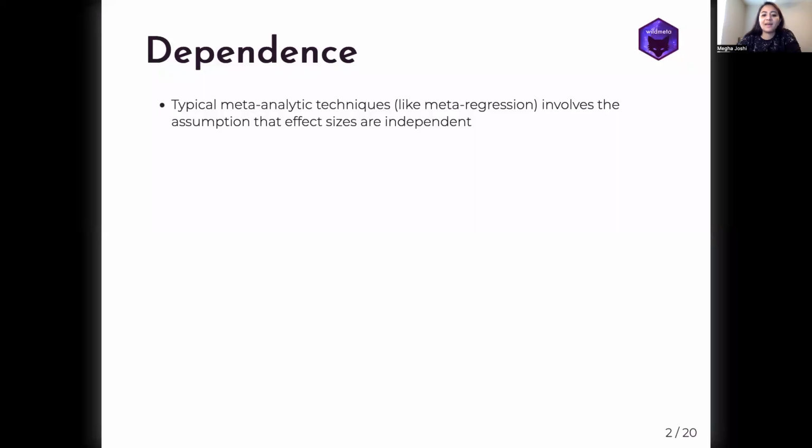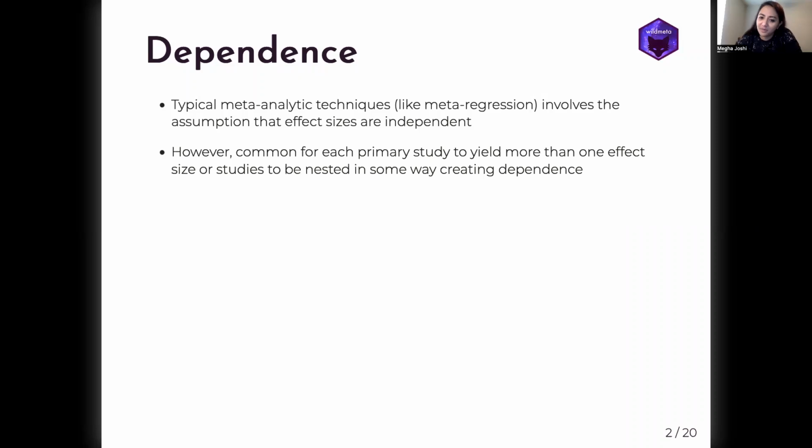So typical meta-analytic techniques like meta-regression assume that effect sizes are independent. However, dependent effect sizes are very common in meta-analysis. Primary analysis can yield more than one effect size, or effect sizes can be nested in some way, creating dependence.